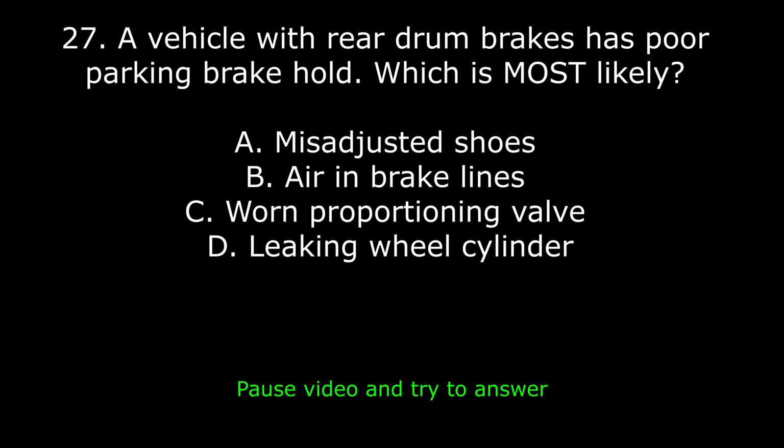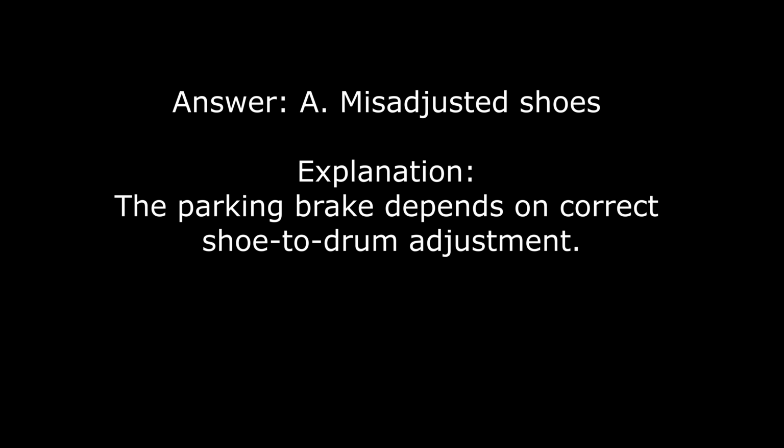27. A vehicle with rear drum brakes has poor parking brake hold. Which is most likely? A. Misadjusted shoes. B. Air in brake lines. C. Worn proportioning valve. D. Leaking wheel cylinder. Answer. A. Misadjusted shoes. Explanation. The parking brake depends on correct shoe-to-drum adjustment.